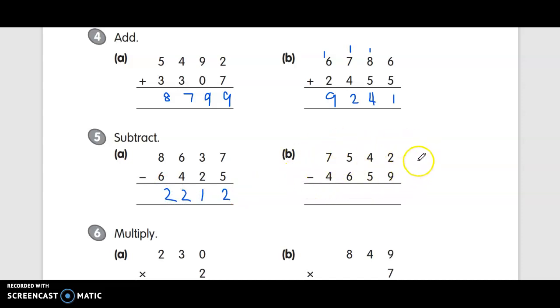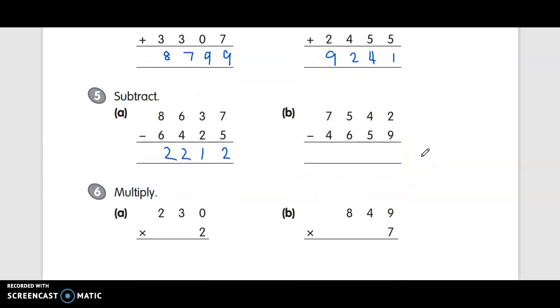So let's move on to question B, the one with regrouping, and some of you actually still got this wrong. Again, do things step by step. Let's start with 2. 2 minus 9, can? Cannot. So we go and regroup. 2 becomes 12, 4 becomes 3. So write clearly on top. 12 minus 9 is equal to 3.